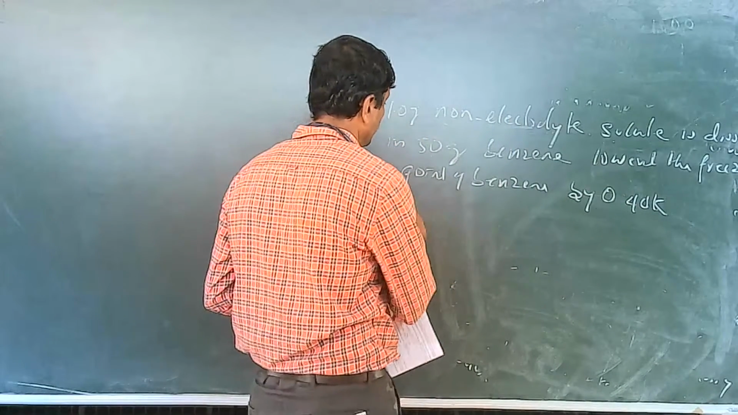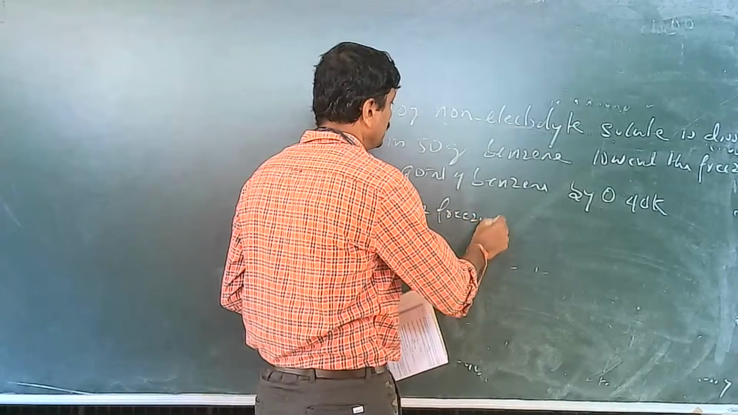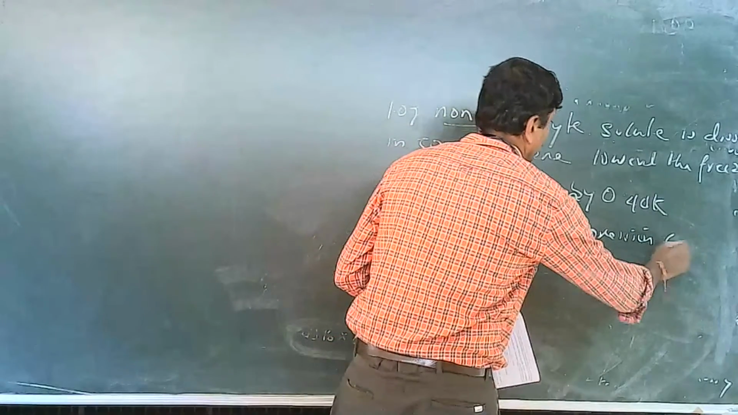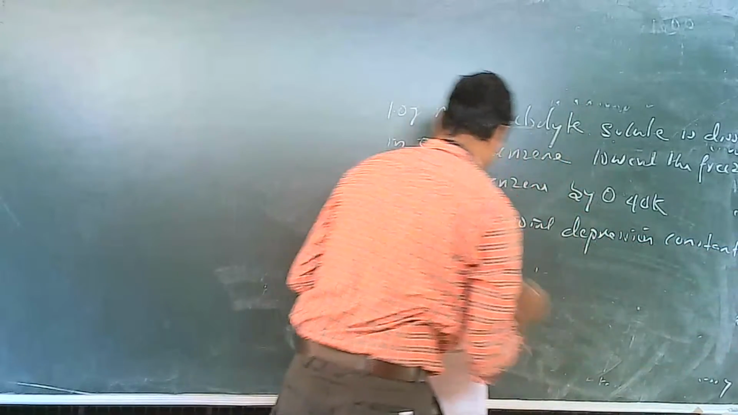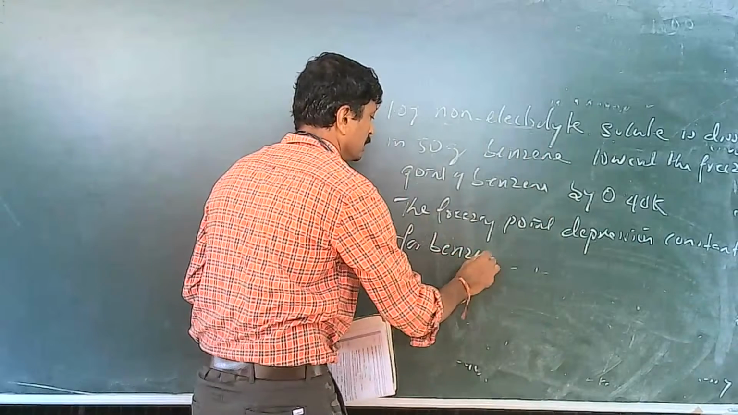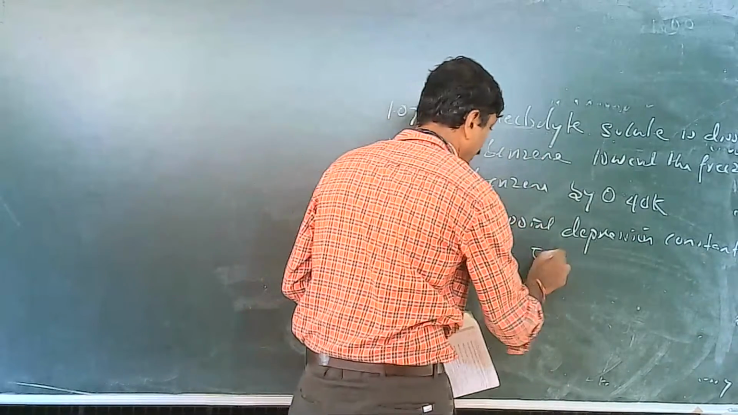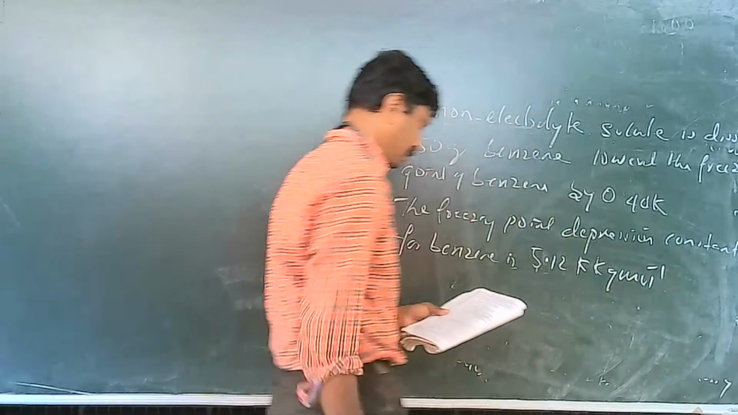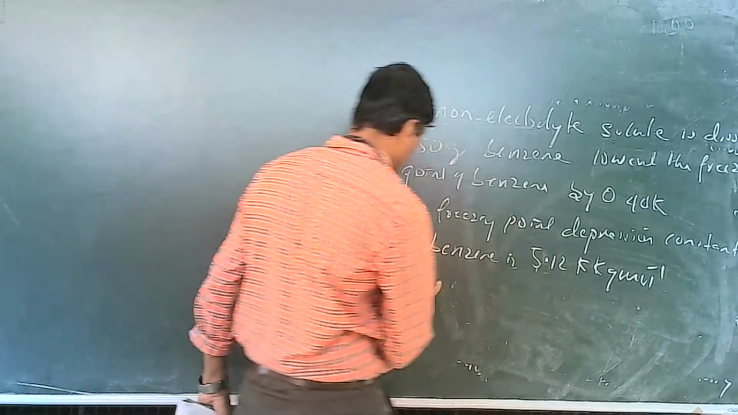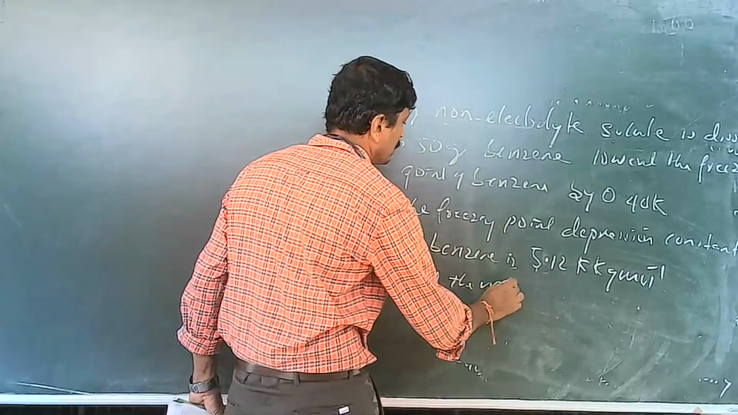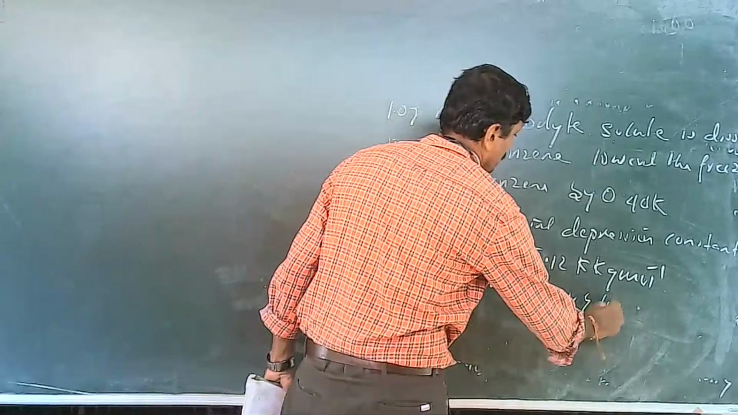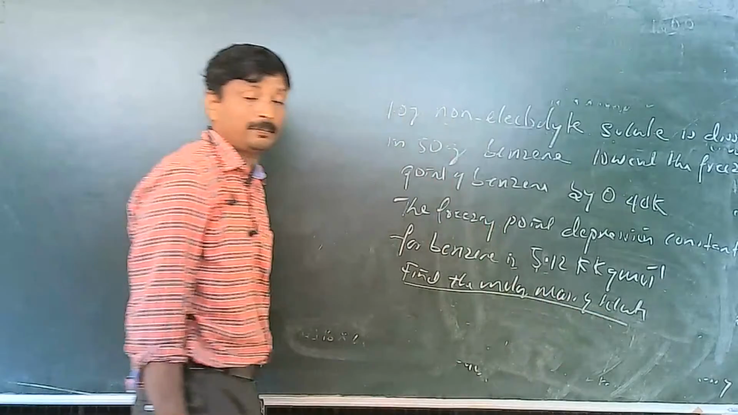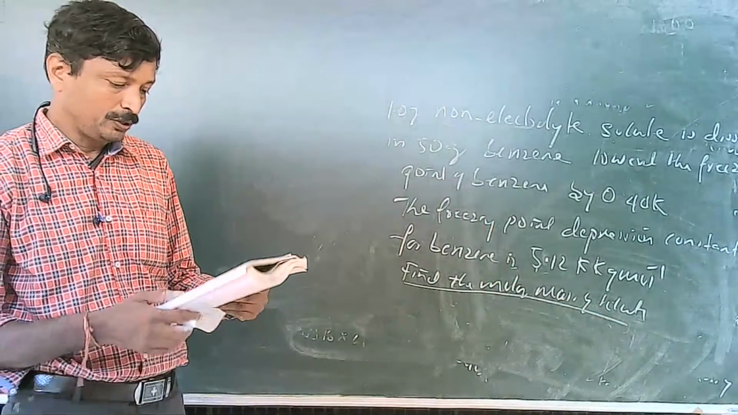The freezing point depression constant for benzene is 5.12 Kelvin kg per mole. Find the molar mass of the solute. Again, what is your question? Find the molar mass of the solute.